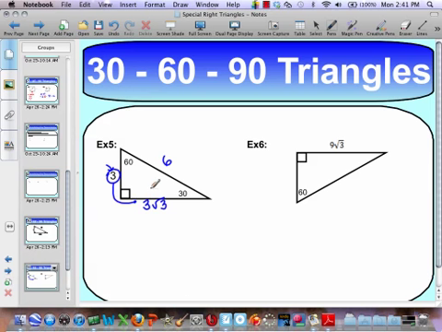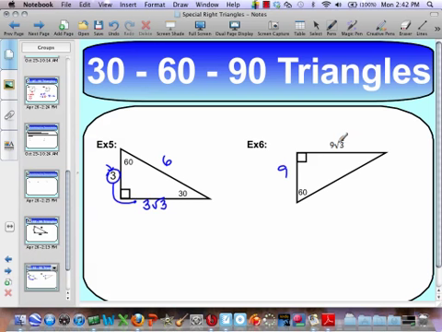All right, Shay, take a look at number 6. The 9 root 3 represents which? Is it the long leg, short leg, or hypotenuse? Long leg. It's the longer leg. So then what's my short leg? Short leg would be 9. Right? Because the longer leg is the short side times root 3. So ask yourself, what's being multiplied by root 3? 9. So therefore, that's the length of the shorter side.